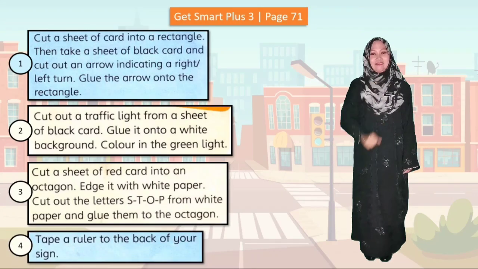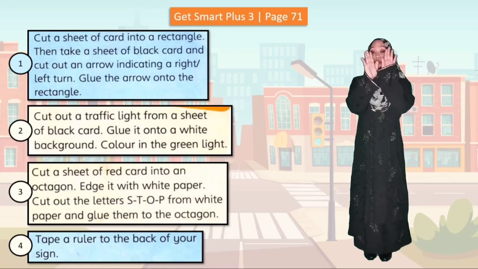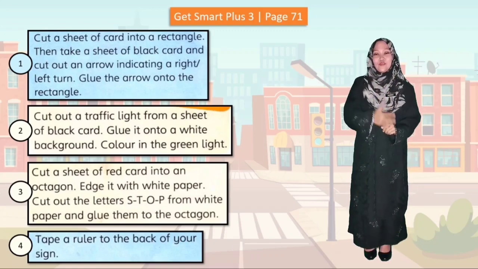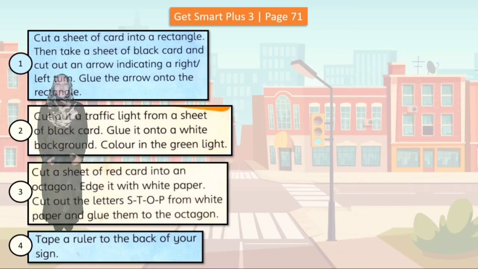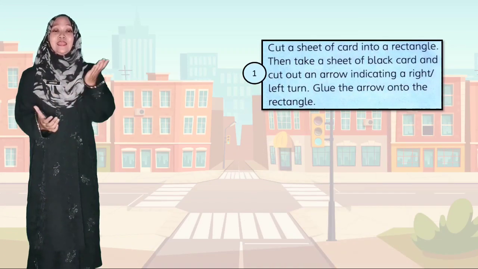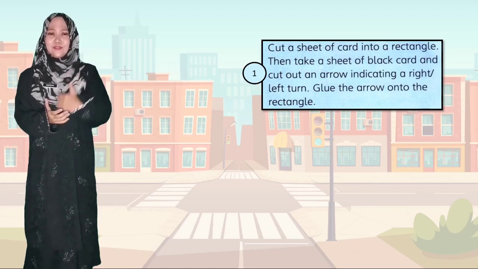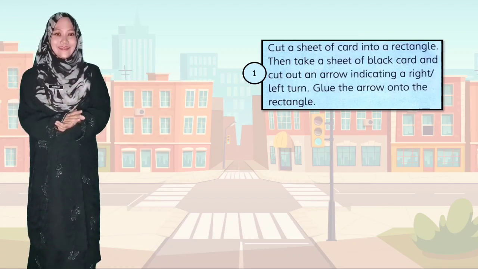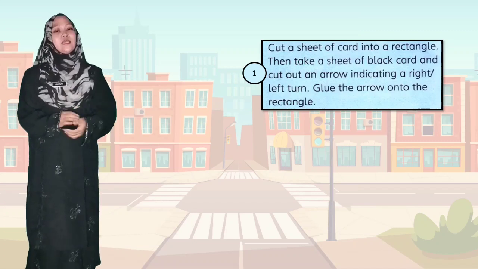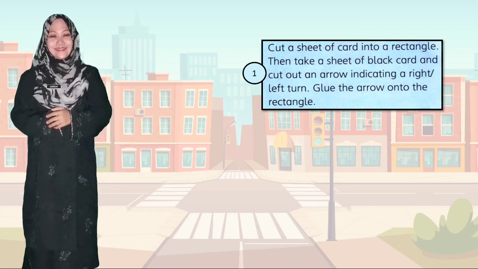Instruction number 4. Tape a ruler to the back of your sign. Now, I want you to tell me which sign the instructions refer to. Let us read the instruction once again. Are you all ready? Instruction number 1.